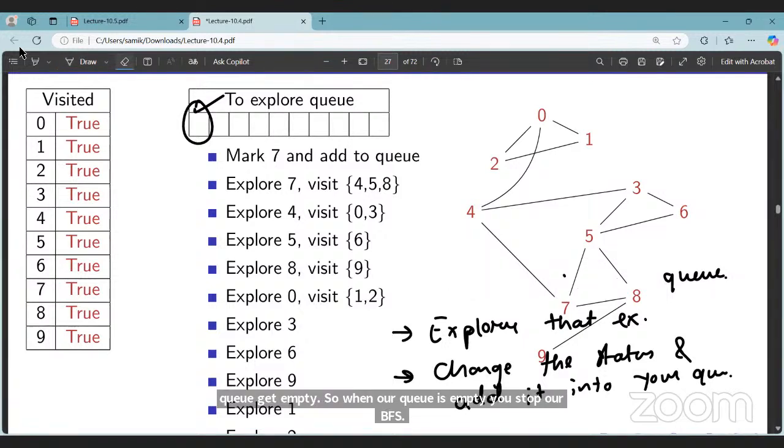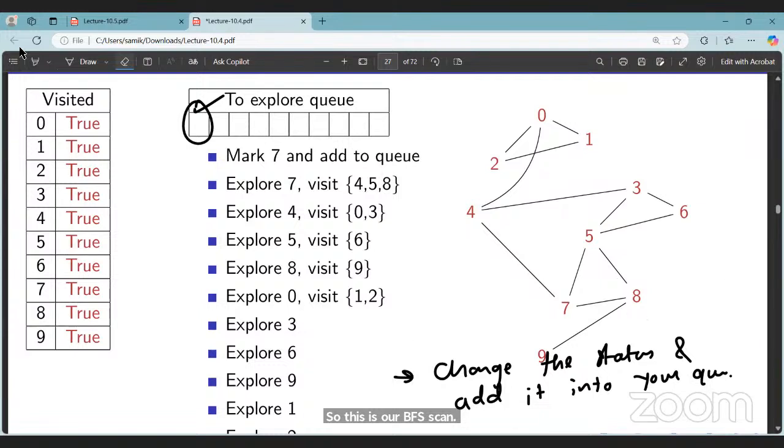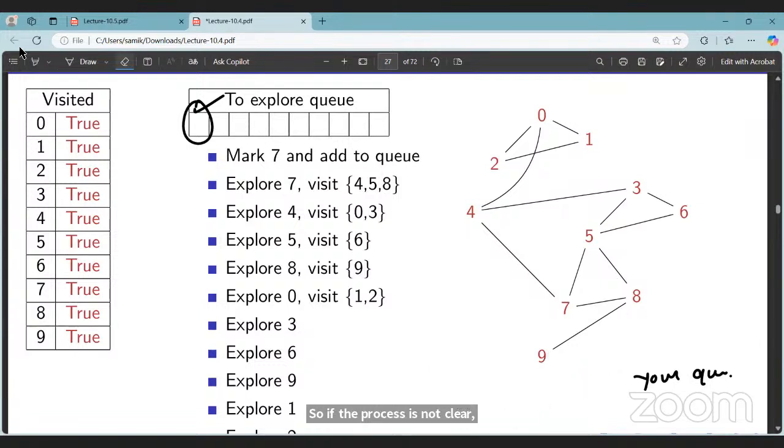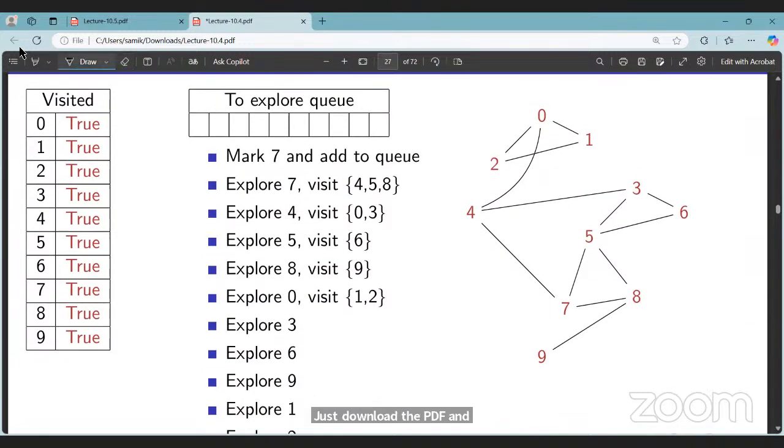If the process is not clear, just try it by yourself. Just download the PDF and try to think about what the next step we are doing is. Okay, that will be helpful. Is there any doubt in BFS now?